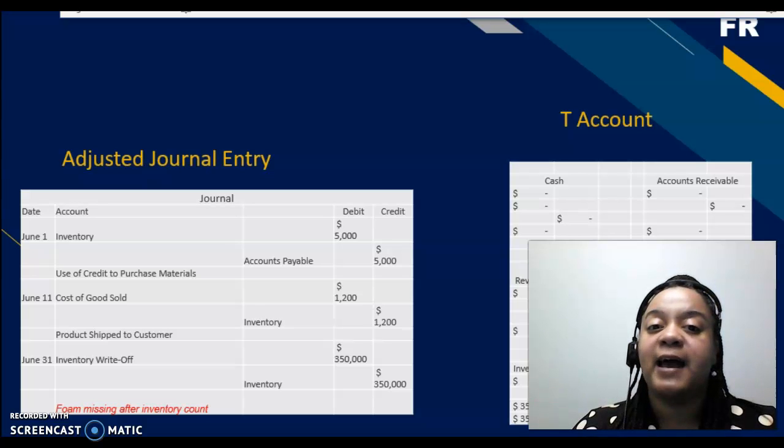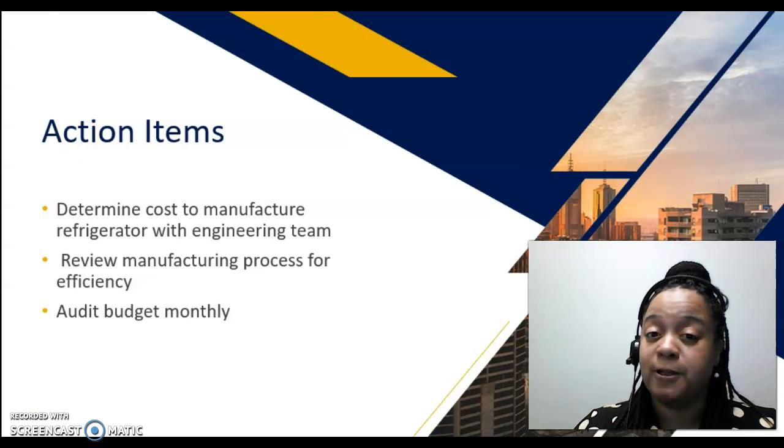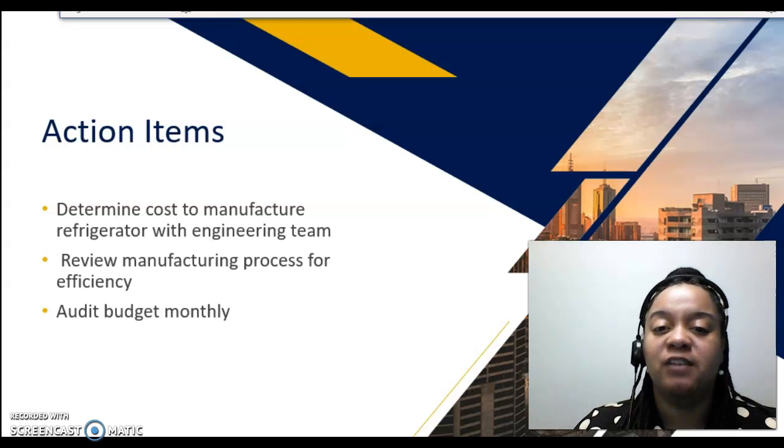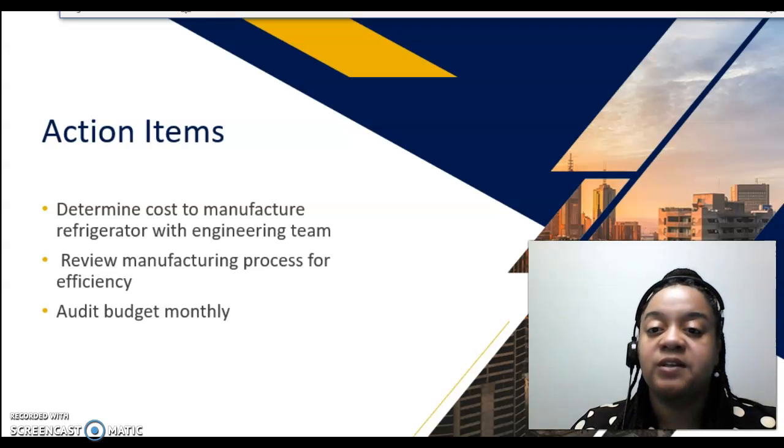Now, there are several action steps that we can take to ensure that we avoid making this sort of forecasting error in the future. Now, the first step, and probably the most critical to this process, would be to determine the actual cost to manufacture the new refrigerator. So, the engineering team must revisit the product and materials cost to ensure that we have accurately captured the process and all that is needed for manufacturing.